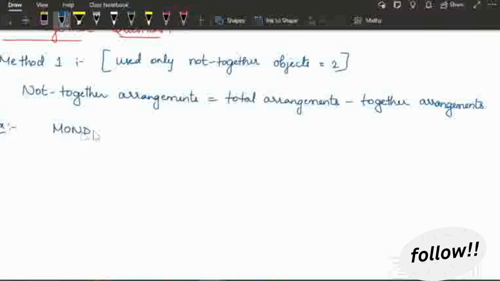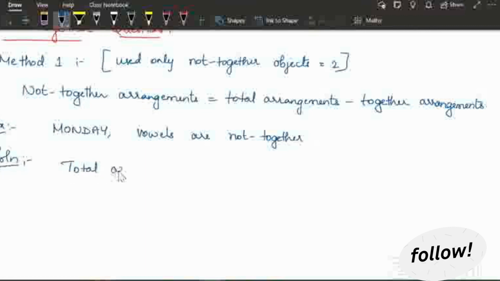Okay. So here, if I have the word Monday and vowels are not supposed to be together, Monday is the word in which we need to arrange the letters such that vowels are not together. So what we do, we first find out total arrangements. Okay, so solution for this is find out total arrangements. For total arrangements, we consider n as 6, and we have to take the factorial of that, 6 factorial, which gives you 720.